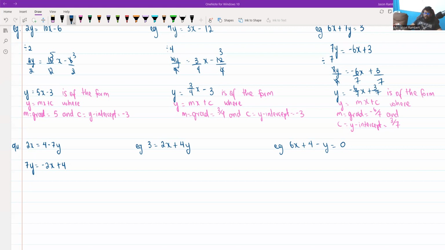Then I'll divide by 7. And I'll get 7y over 7 is minus 2x over 7 plus 4 over 7. The 7 cancels with 7. y is equal to minus 2 over 7x plus 4 over 7. Yeah?